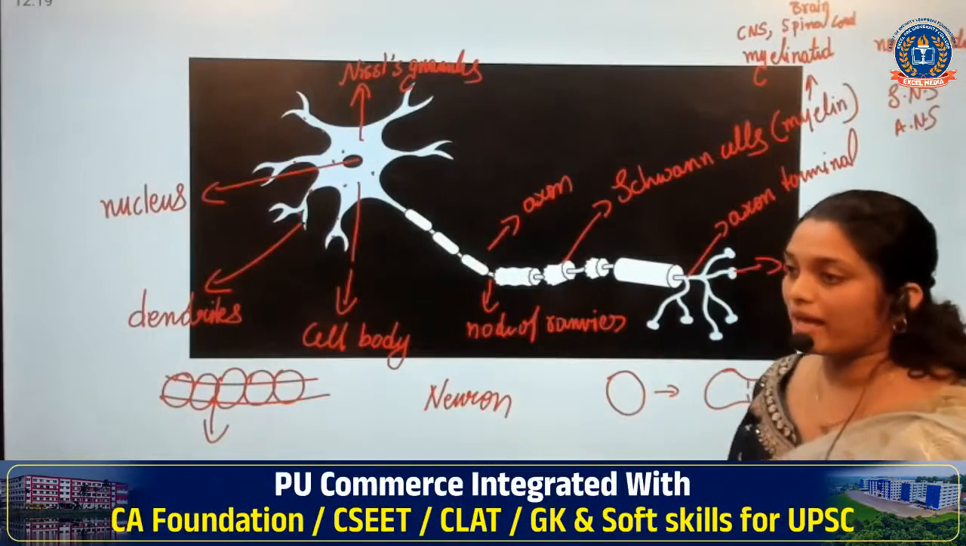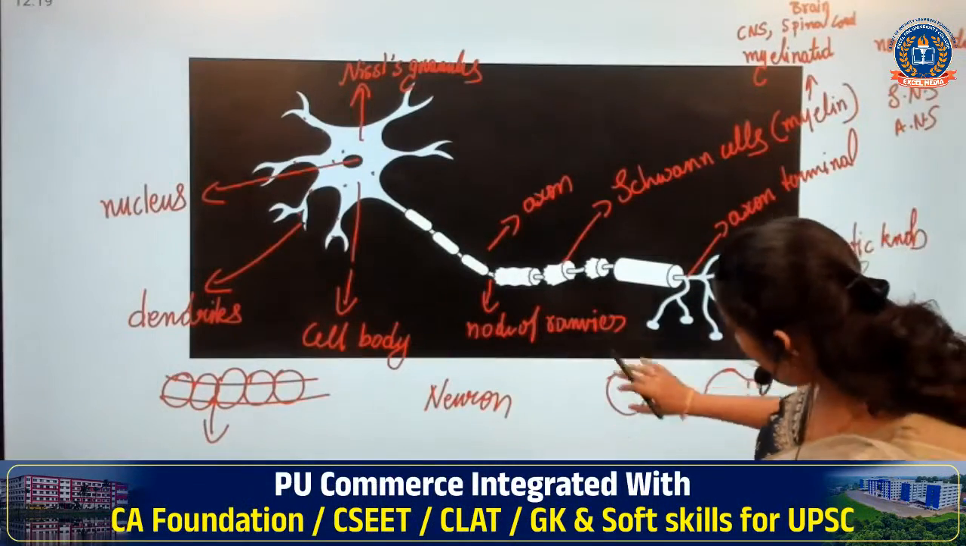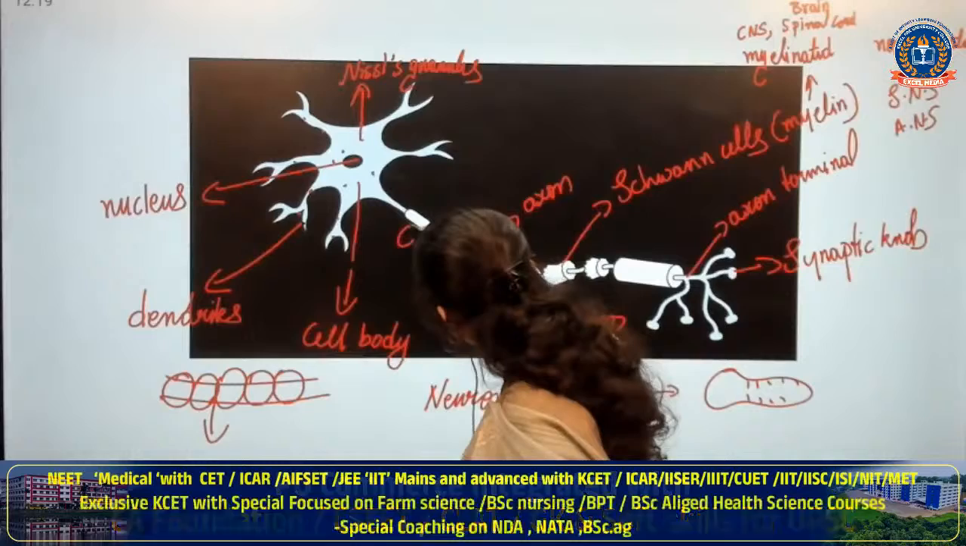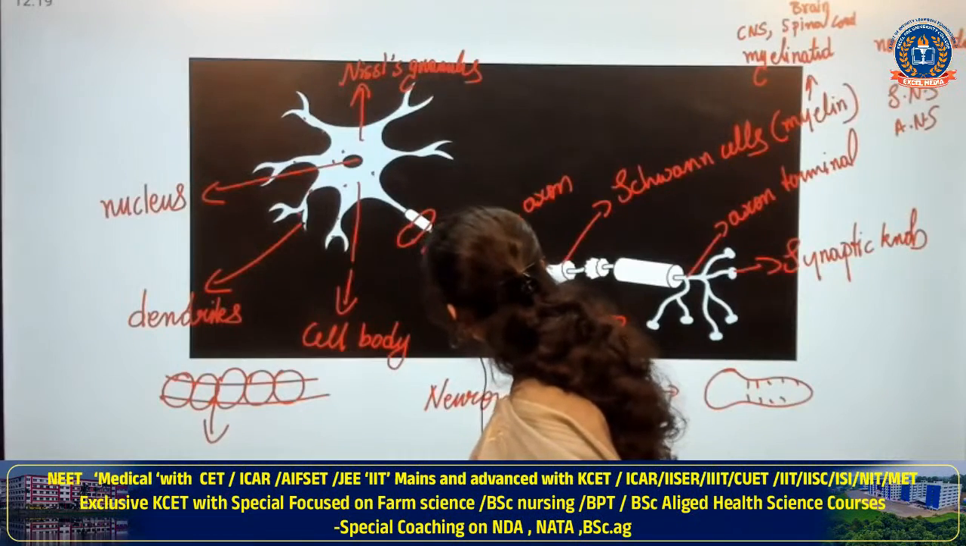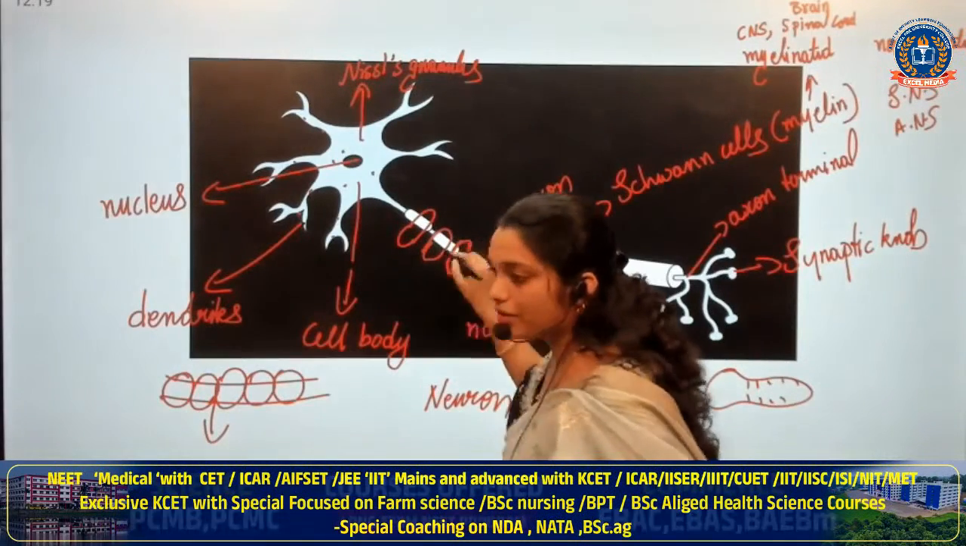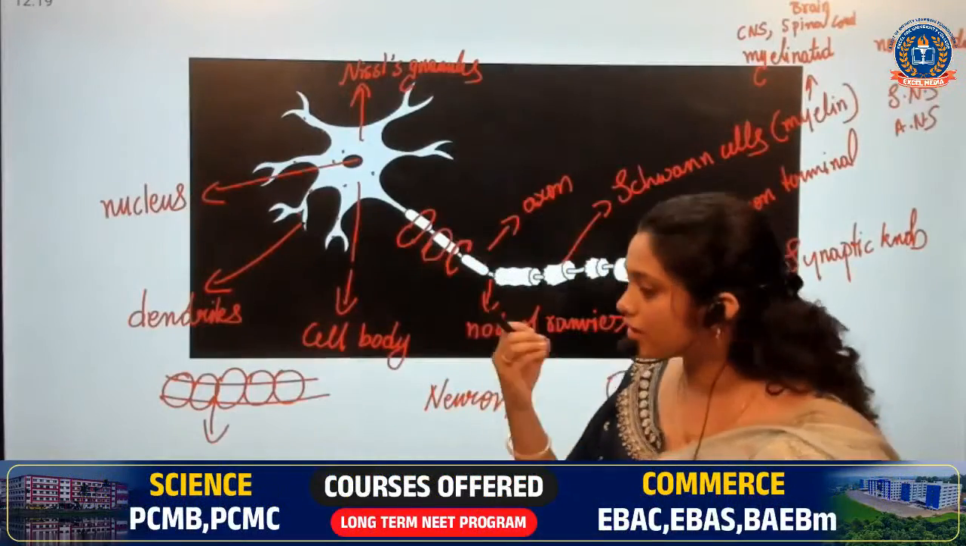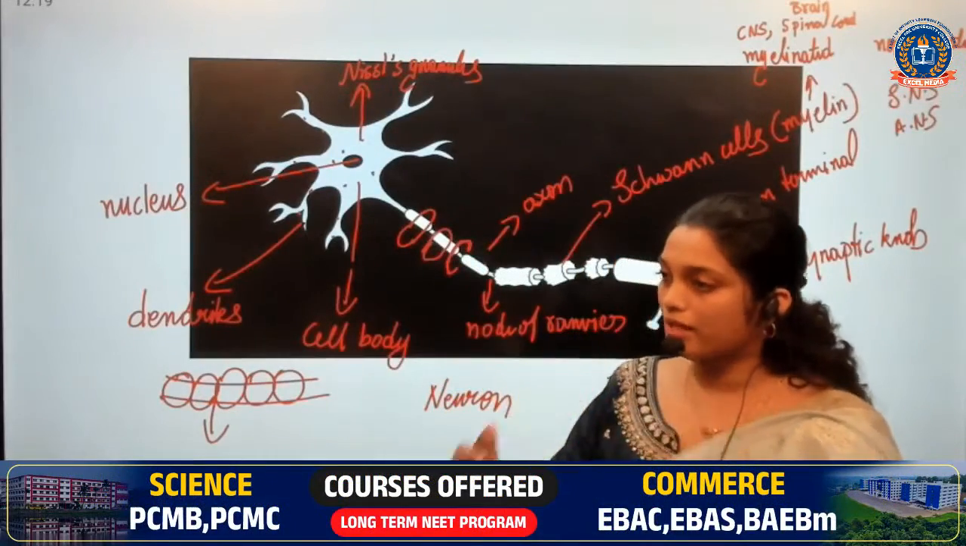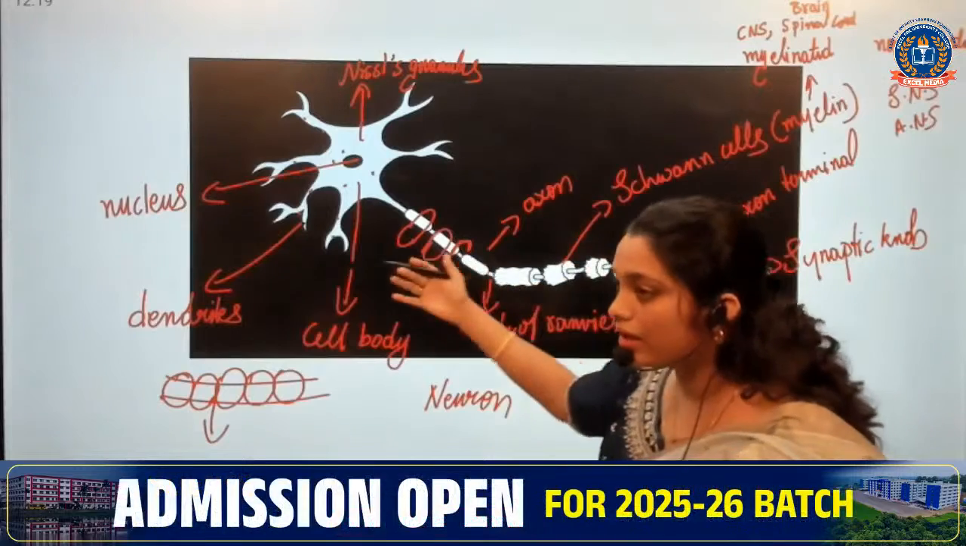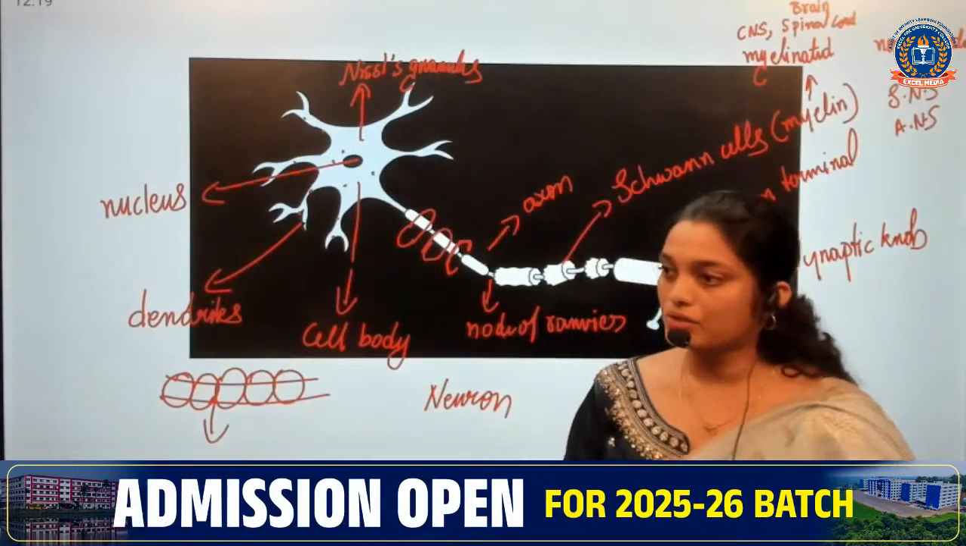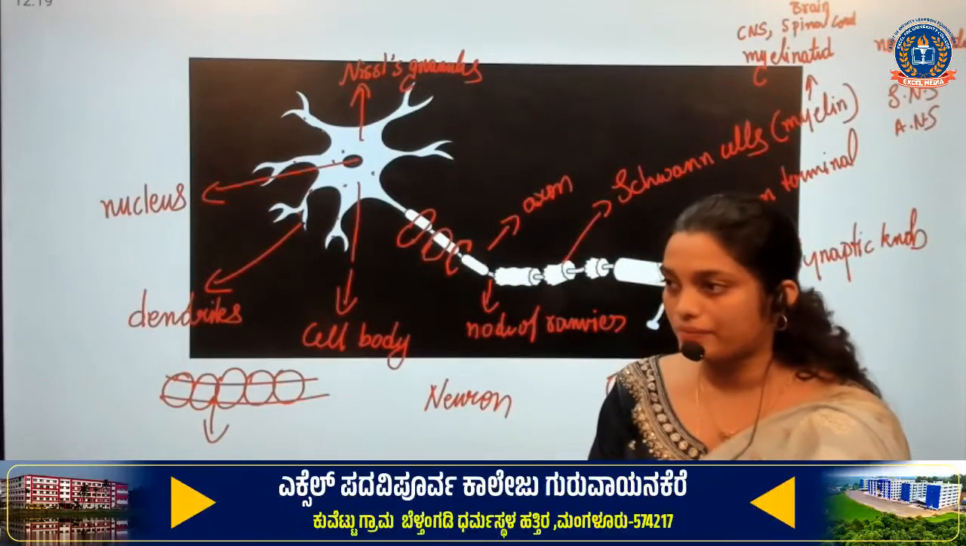Okay, and this myelin is transparent. Now what happens, these Schwann cells will cover the axon region. So this transparent Schwann cells will lie one above the other, completely covering the axon region. Okay, so that makes a myelinated neuron.